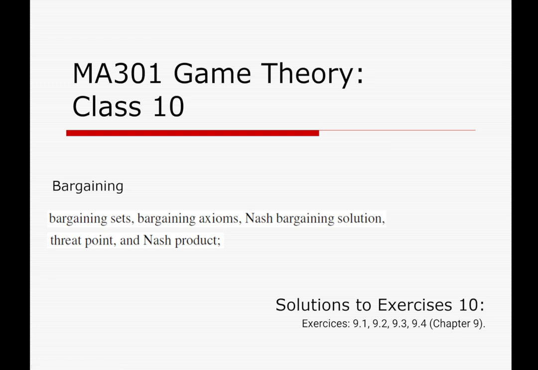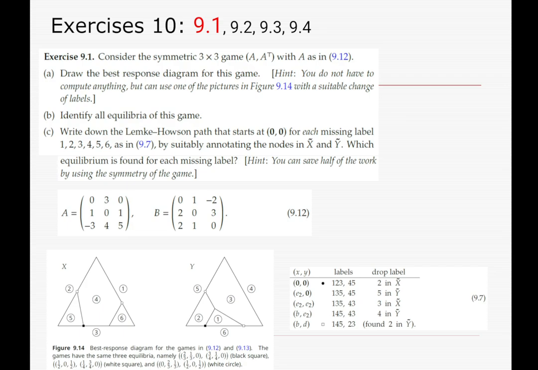Display of exercise 1 of set 10 in MA301 game theory. We start with a 3x3 game. We're given the payoff matrices and we're asked to draw the best response diagrams, identify the equilibrium, and then write down the Lemke-Howson path that starts at 0, 0 for each missing label and find the equilibria that can be found.